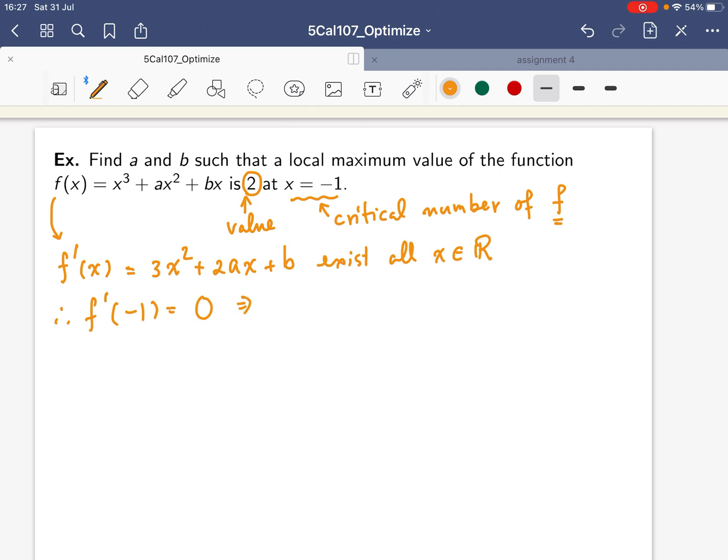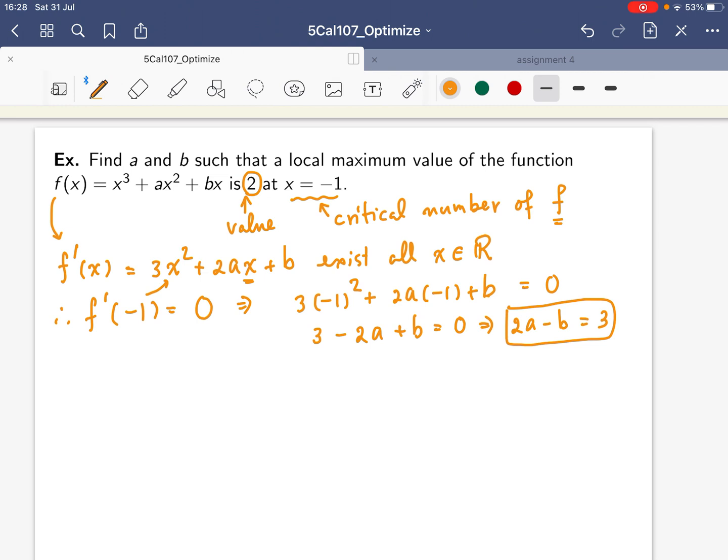So if you plug in x equals -1, we have 3 minus 2a plus b equals 0, or it can be just 2a minus b equals 3, which is maybe a little bit better. This is one relation between a and b.